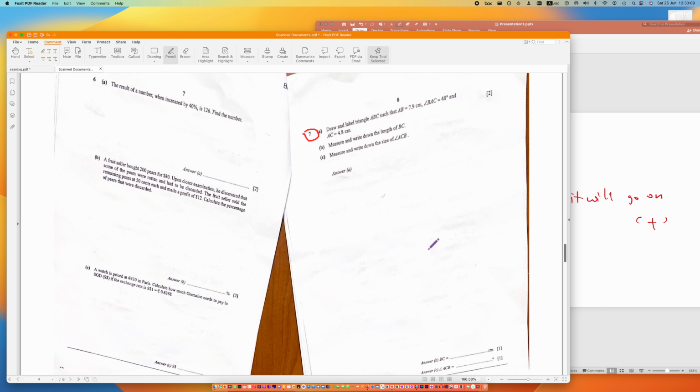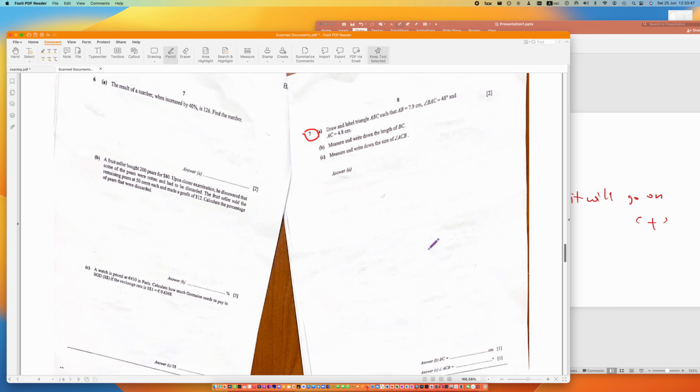So now let's see how we can do this question. It says you need to draw and label a triangle ABC such that AB is 7.9. So you need to draw a line that is 7.9 first, then label AB. Give yourself more space. Normally you start from the center because then later you have more space to play with. Then write down 7.9 cm below. Okay, good. So you fulfill the first requirement.